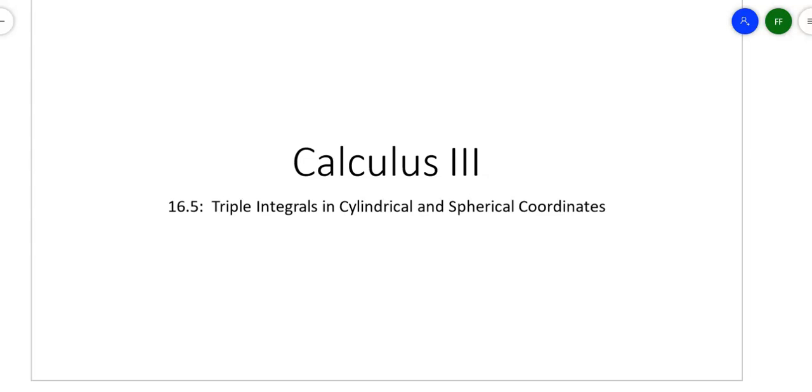In this section, we start looking at triple integrals in different coordinate systems. So this gets a little deep, and I left more of the slides in this video than I usually do because it's sometimes hard to see these things. So we've got cylindrical coordinates, and then we've got spherical coordinates.